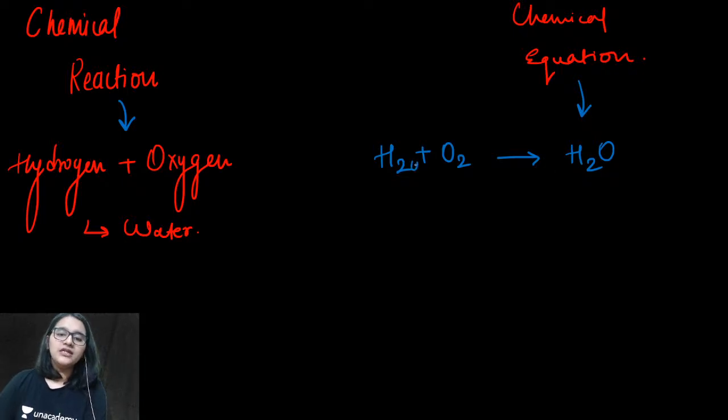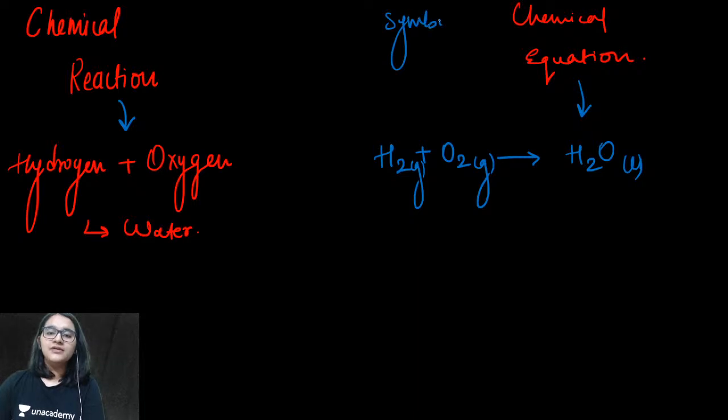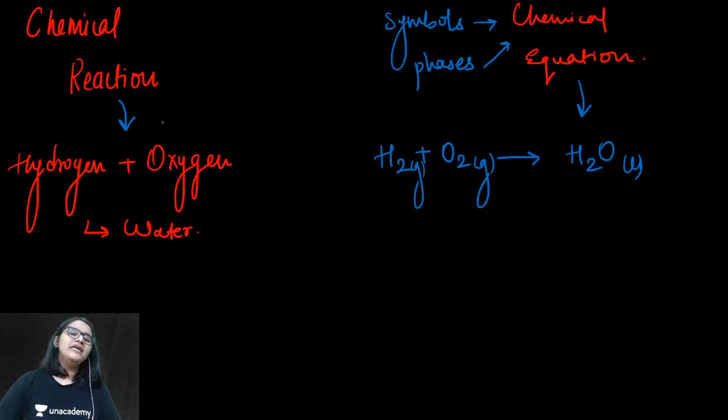Now hydrogen is a gas, oxygen is a gas, and water is liquid in nature. So what is an equation? An equation is something where we deal with symbols. Something is told to you in detail. You know the number of molecules and also the phases are specified. Understood? So all these things make it a chemical equation, and this is a chemical reaction. Is that clear?